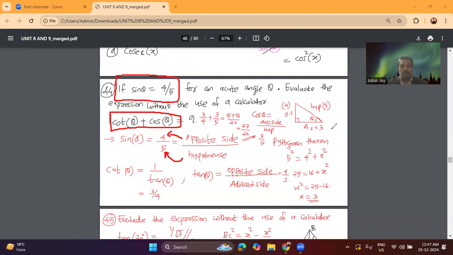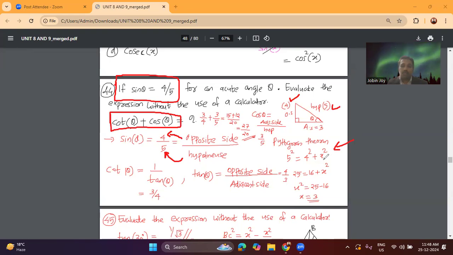Then I will draw a right angle triangle like this. Then I will mark the opposite side. Opposite side is 4 and hypotenuse is 5. Then I will apply Pythagoras theorem to find the third side. Hypotenuse square is equal to opposite side square plus adjacent side square. That is, 5 square is equal to 4 square plus adjacent side square.